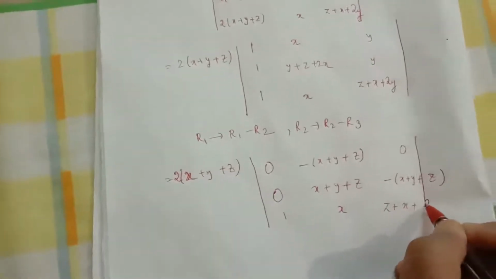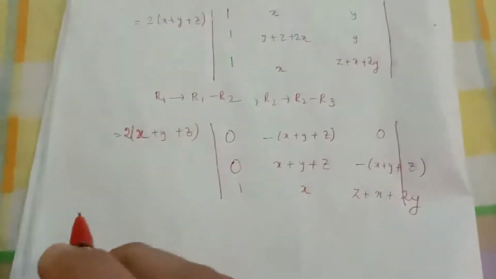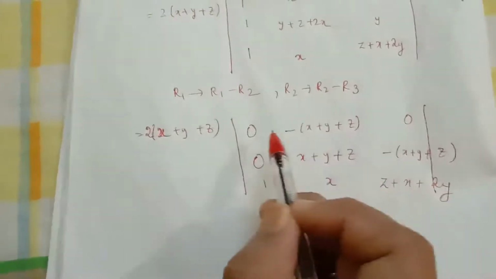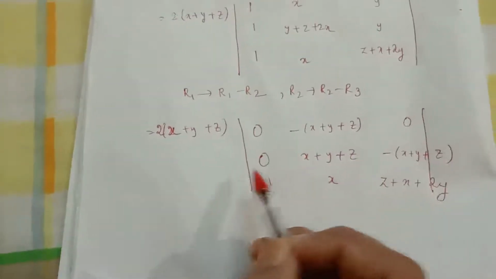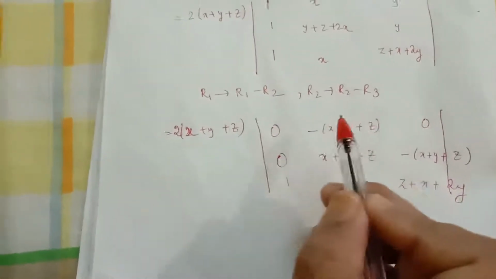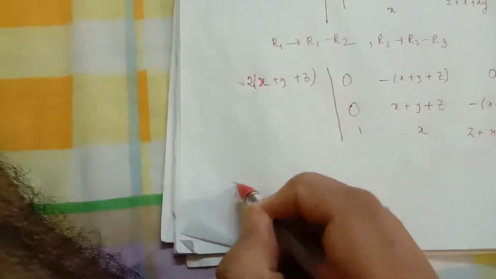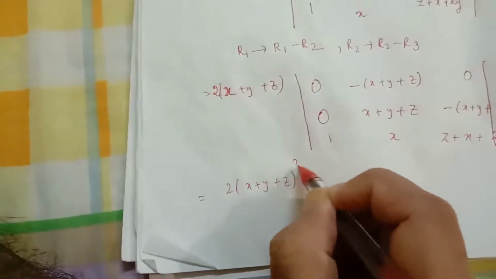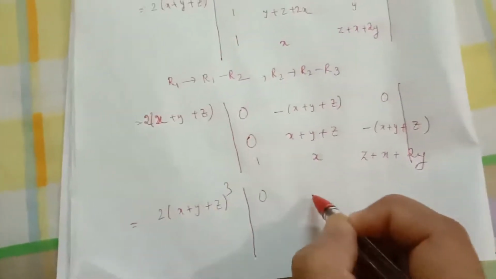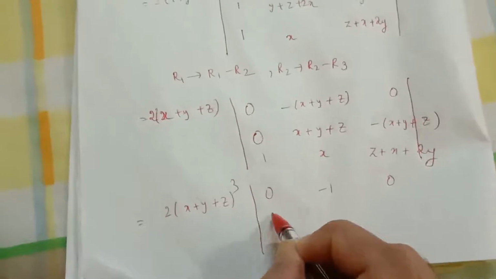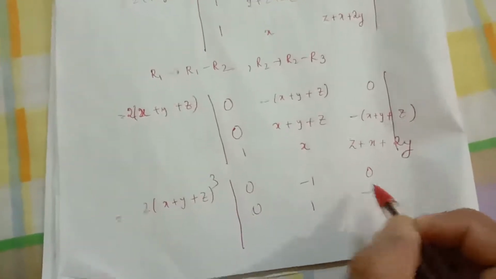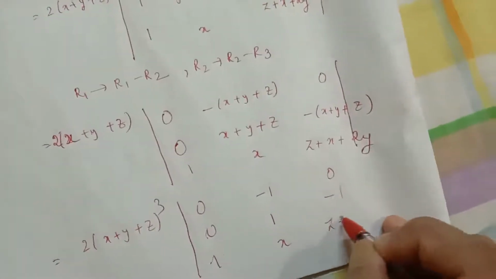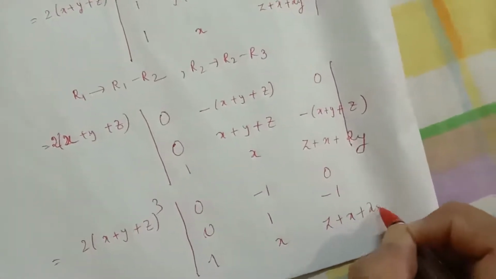And you can see we can take x plus y plus z common in r1 as well as in r2. So let us take x plus y plus z common from r1 and from r2. So this will become 2 into x plus y plus z whole cube, times the determinant 0, minus 1, 0; 0, 1, minus 1; 1, x, z plus x plus 2y.